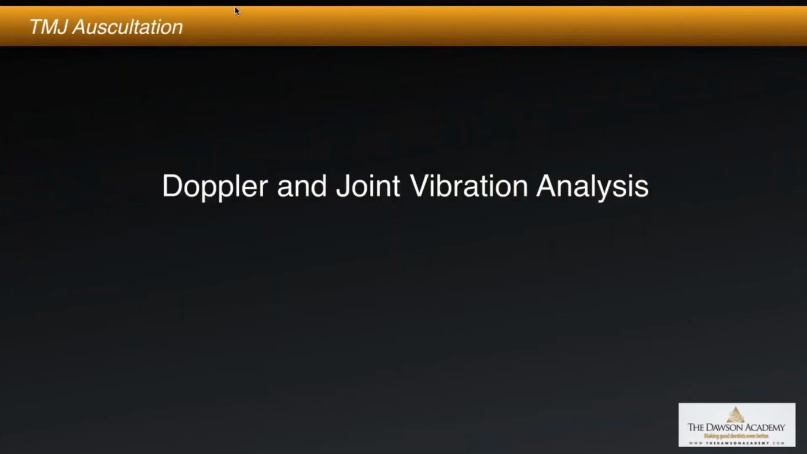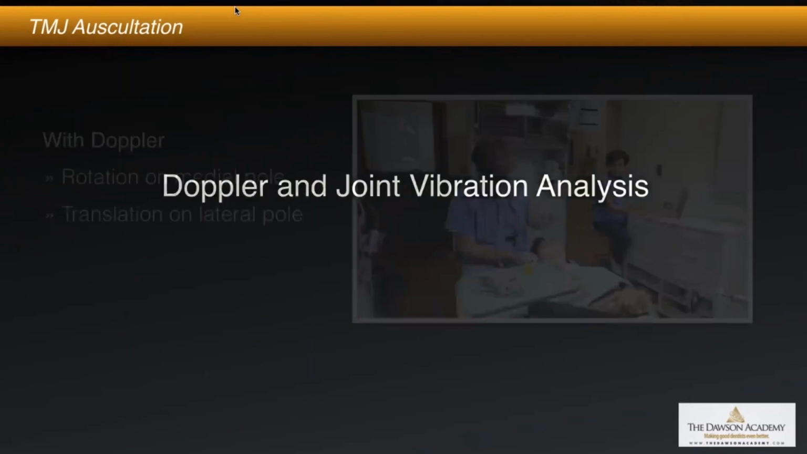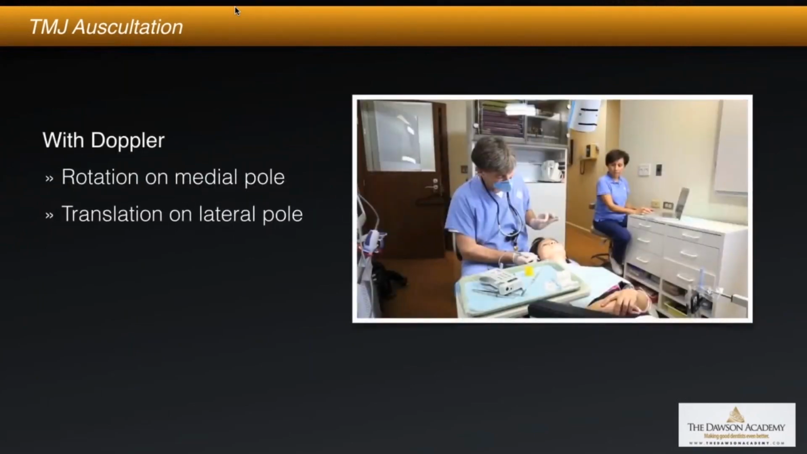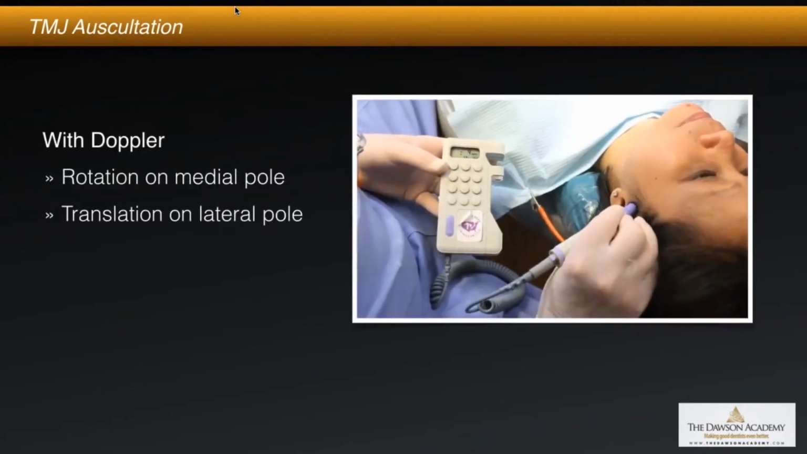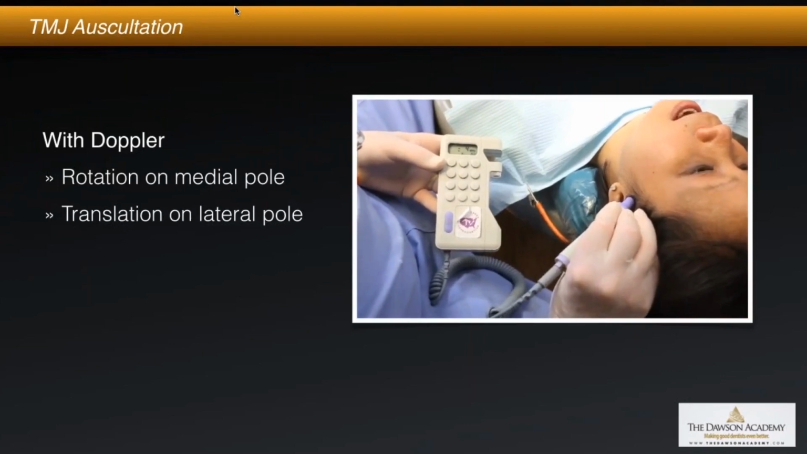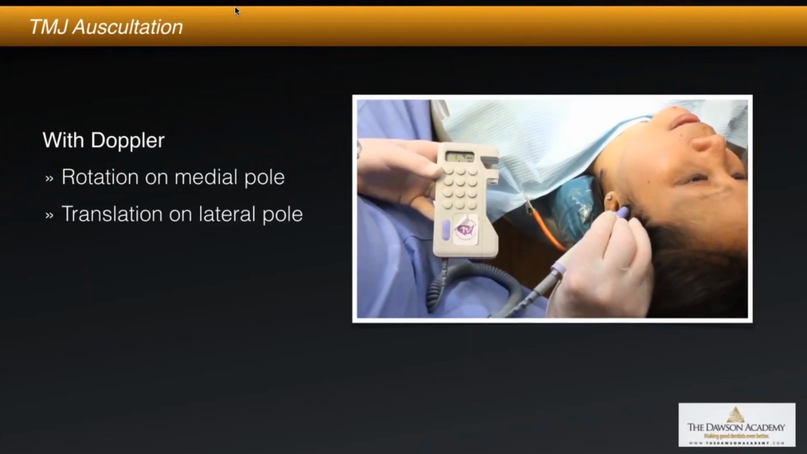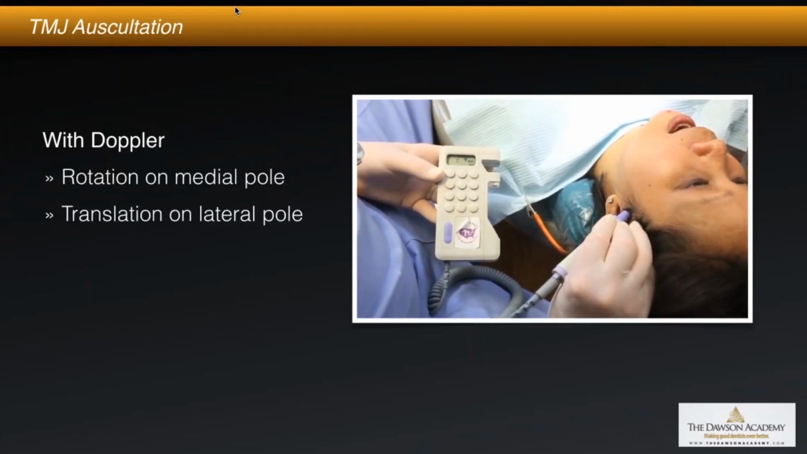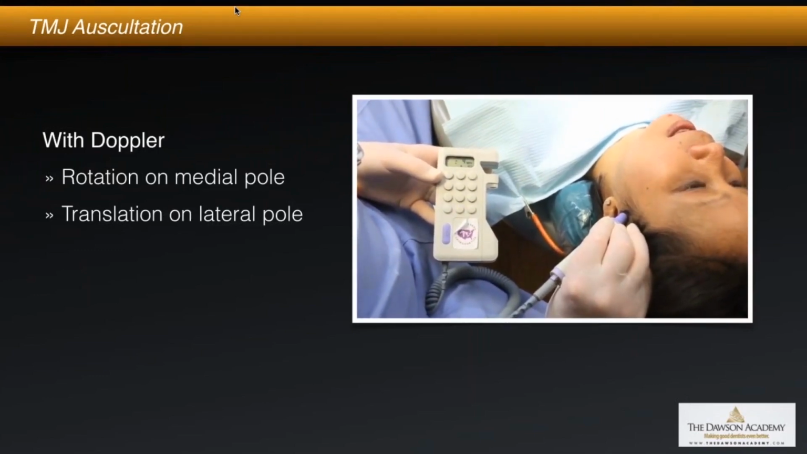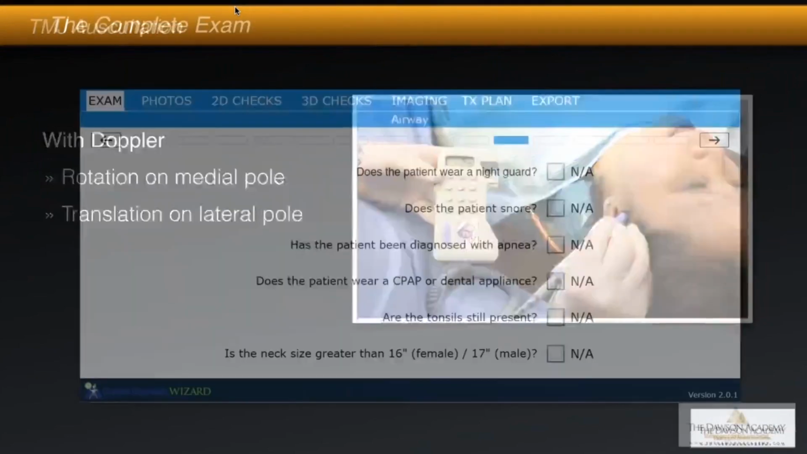We're going to listen to the joint. We can use Doppler or JVA. Doppler is what we use most commonly. We're just listening for noises on rotation or translation. We're trying to get information on whether, if there is a disc that's displaced, it is on or off, and on or off the medial pole or lateral pole. With this information, we can get our diagnosis of a joint.